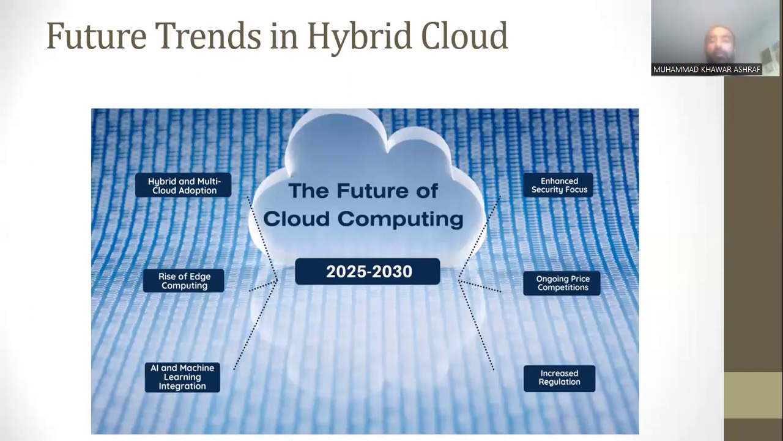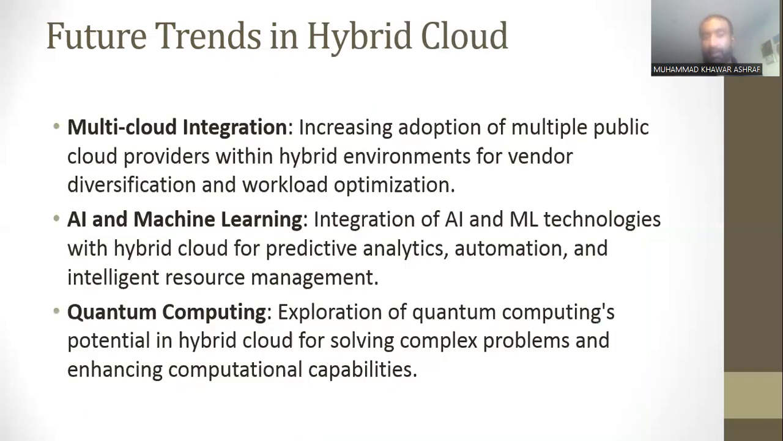So what is the future from 2025 to 2030, the next 5 years? It will enhance security focus, and it will definitely reduce price competition in the retail market setup. Then it will increase the regulation of the retail market. Then there is hybrid and multi-cloud adoption, the rise of edge computing, and AI and machine learning integration. Now we are going to look at all these things one by one.